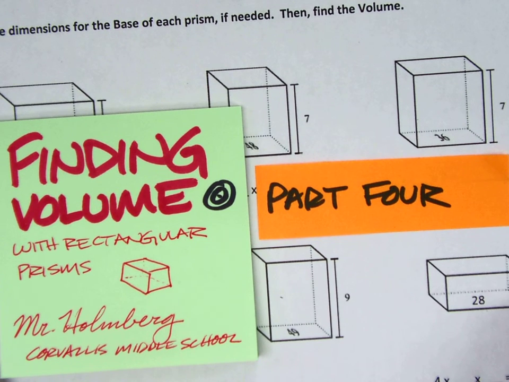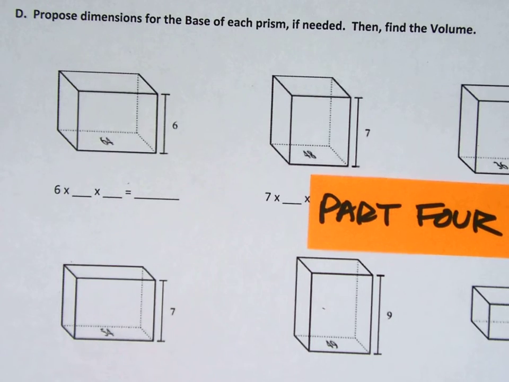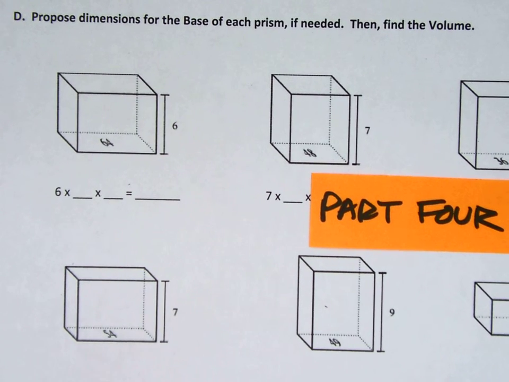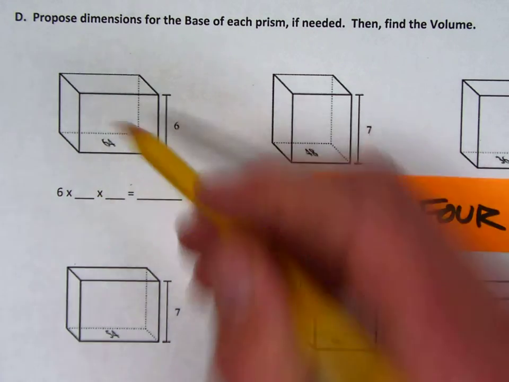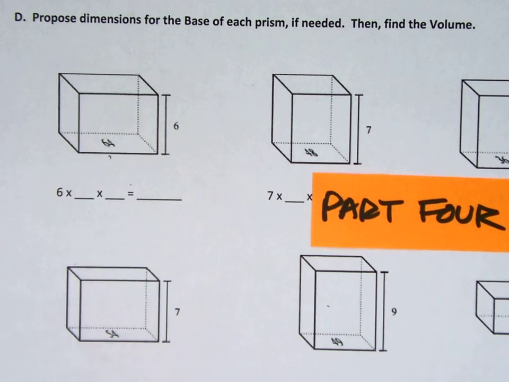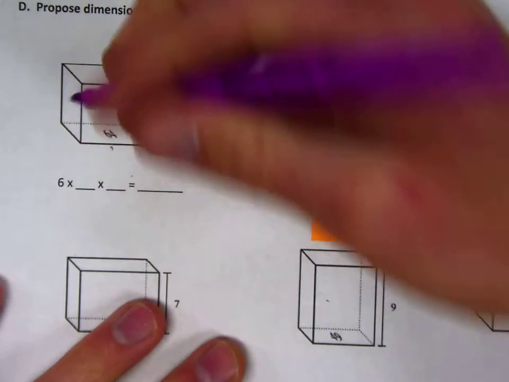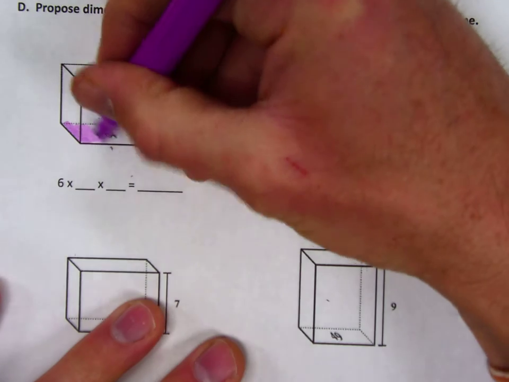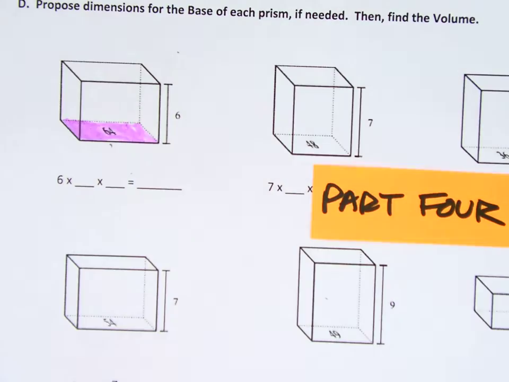Okay, finding volume part 4 is tricky only really for one reason, and that is when students look at a diagram like this and they see 64 on the bottom, they don't know what the 64 means. And so what the 64 means here is that the base of this prism has an area of 64.